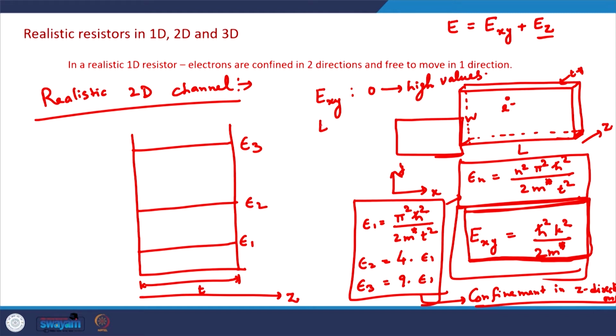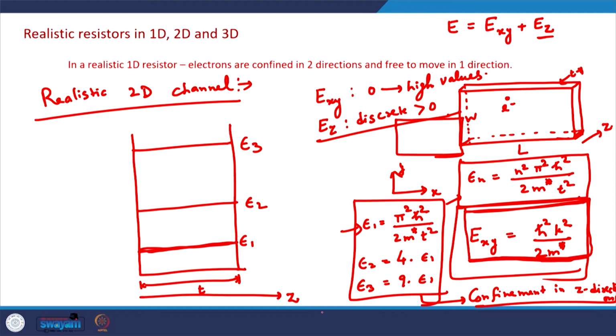But EZ, the energy in the confined direction, takes discrete values and this is always greater than 0. So it is never 0. Even the lowest possible state has a non-zero energy, which is given by this value.